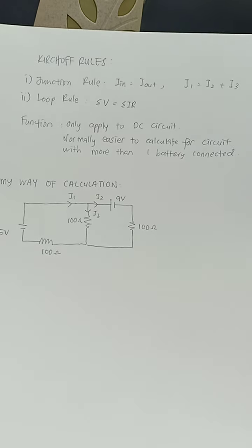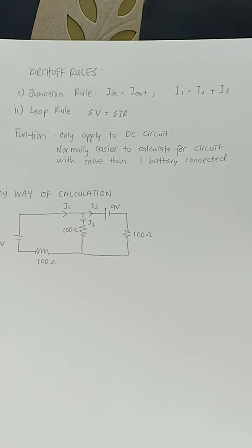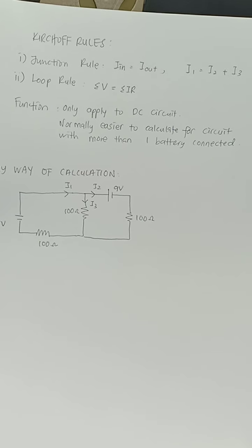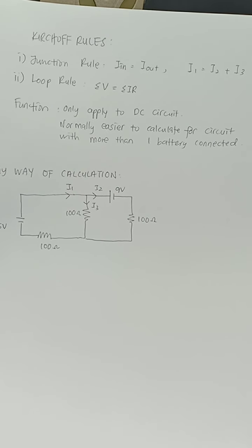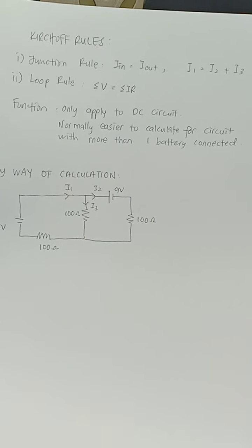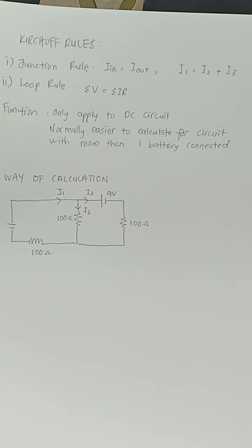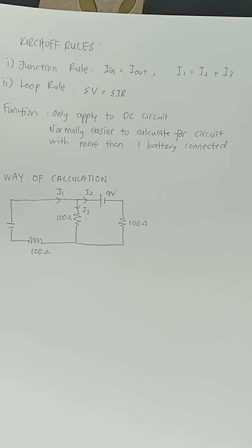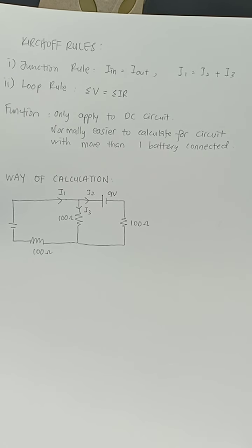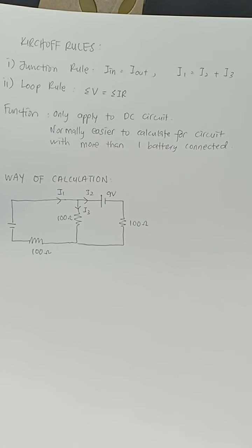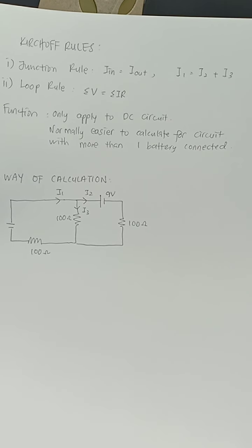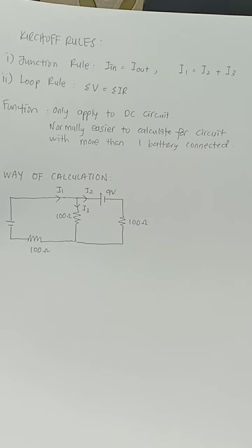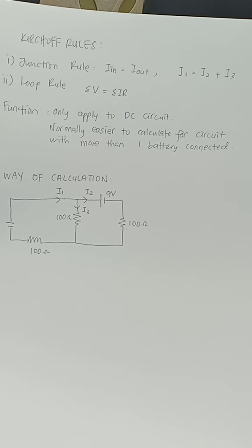For Kirchhoff's rules, there are two rules that you need to fulfill, so do not skip. Please look for the two rules, and the two rules will help each other. For the first rule, we call it the junction rule: the current in must equal the current out. When the current flows, it will meet one junction, and at that junction the current will divide, so I1 equals I2 plus I3. You can make this your first rule.